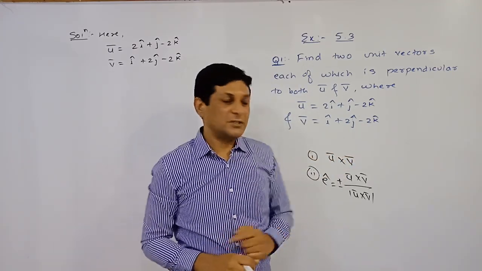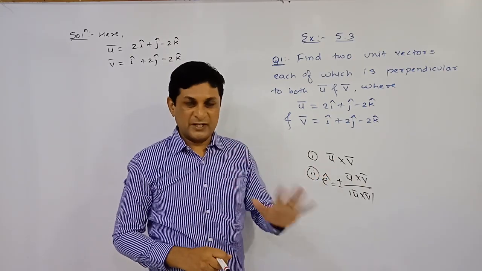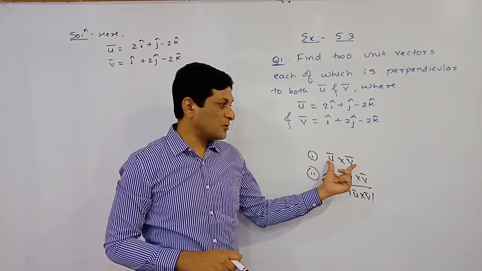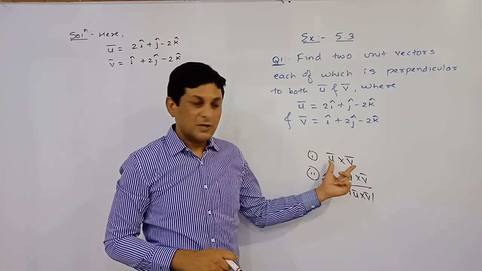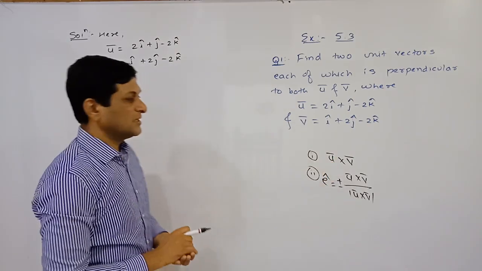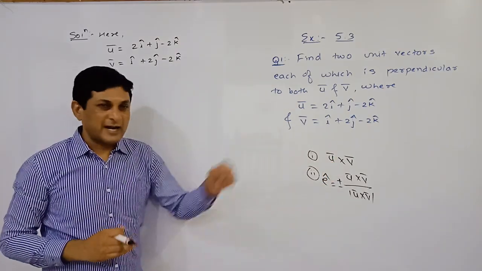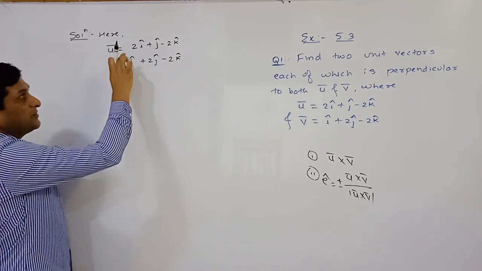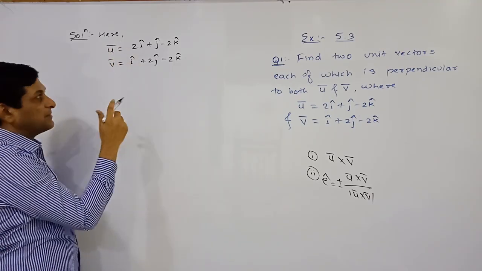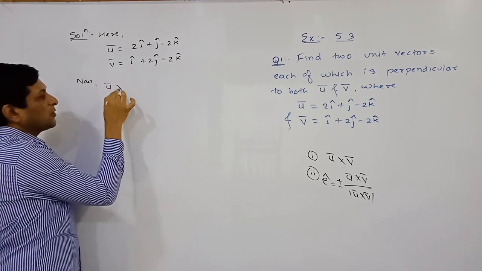Means to find this unit vector, first find the cross product. Already in the definition we have seen that the cross product of two vectors is a new vector which is perpendicular to both the vectors. So let us try to find the value of u bar cross v bar. Here we have already written the values of u bar and v bar. We are now finding their cross product. So u bar cross v bar.